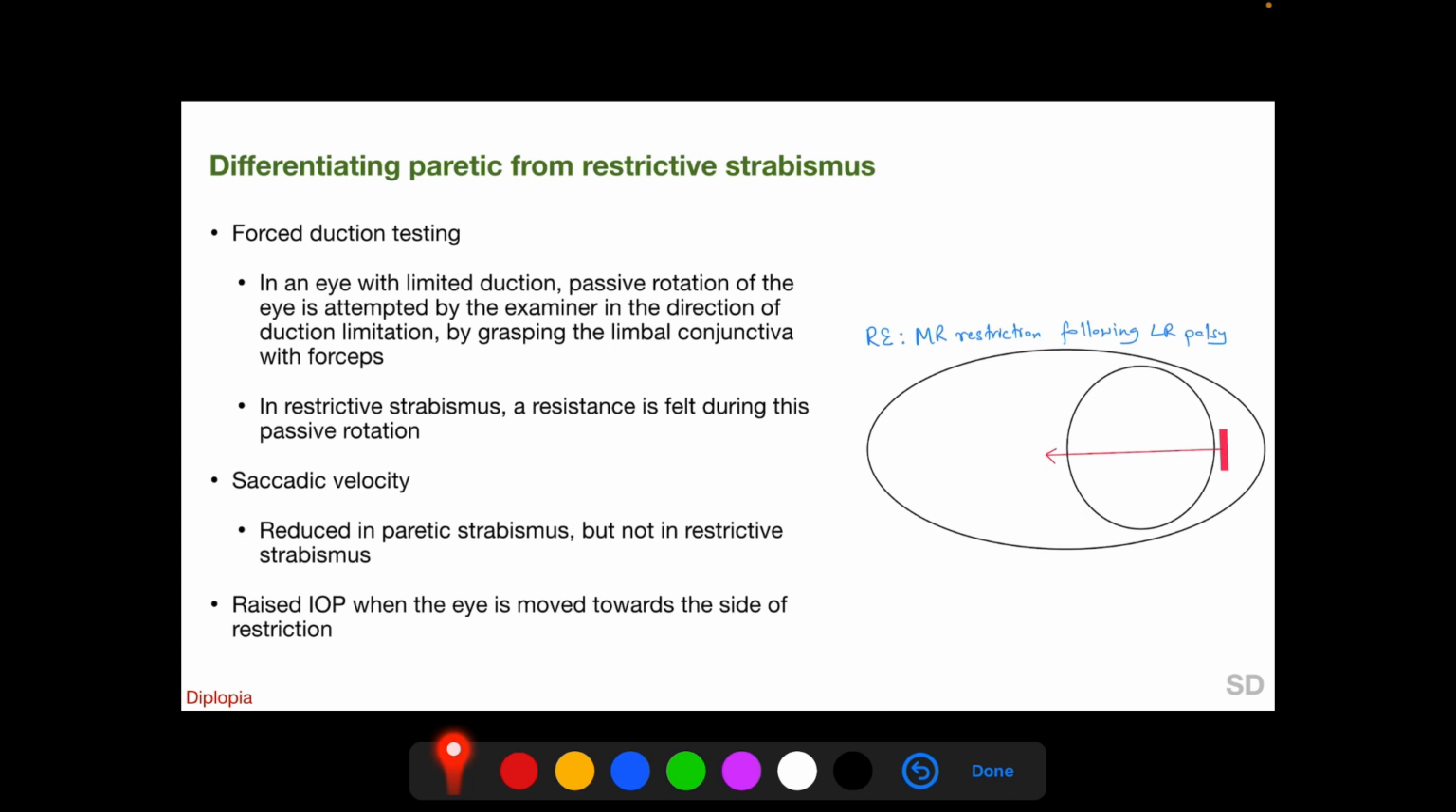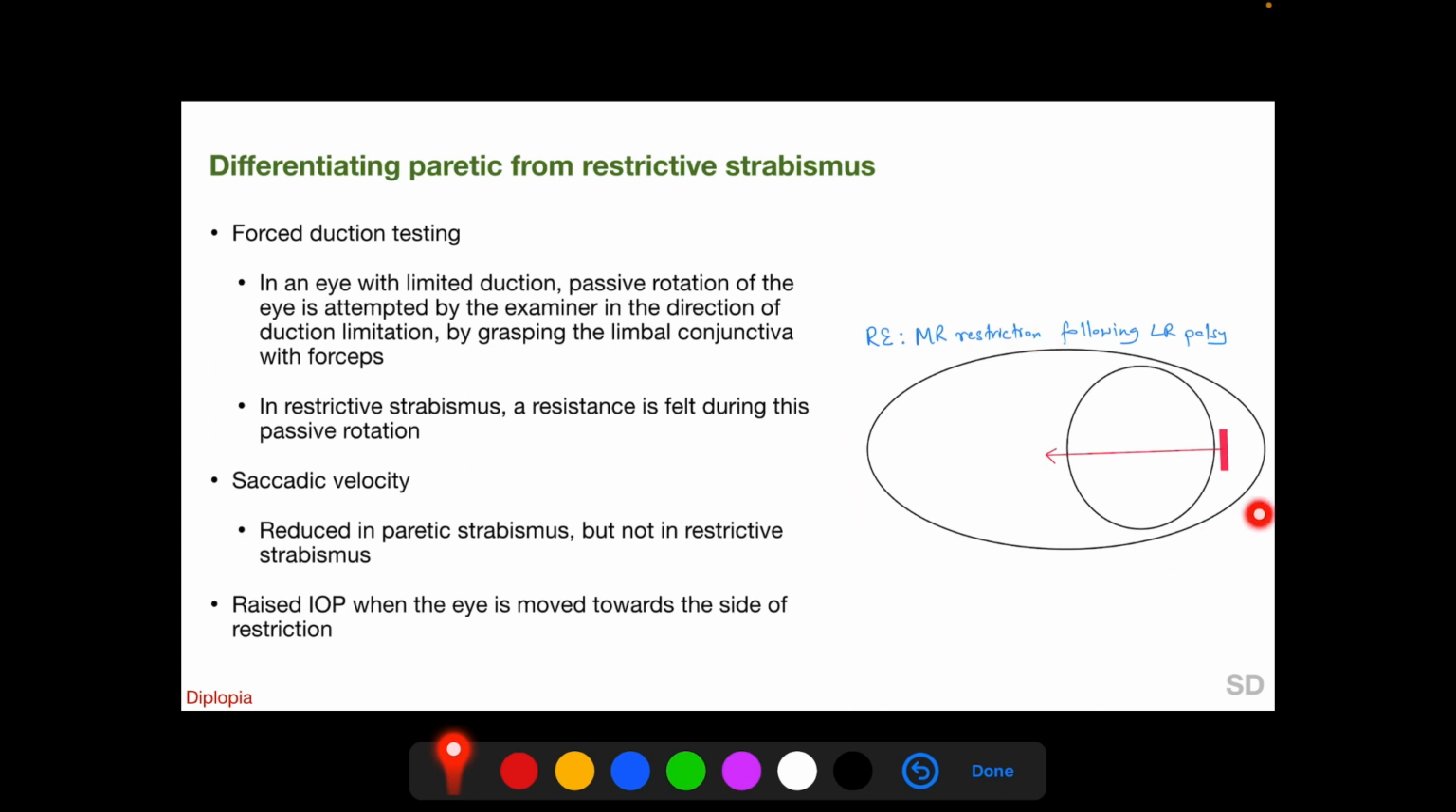Differentiating a paretic muscle from a restricted muscle is important in strabismus, particularly when we are planning a surgical correction of the strabismus. And the most important test that is employed is forced duction testing. In forced duction testing, the examiner holds the limbal conjunctiva and attempts to passively move the eye in all the directions. In a paretic muscle, the examiner will feel no resistance when he is attempting to move the eye passively, but in a restrictive strabismus, a resistance is felt when the eye is moved in a direction opposite to the direction of action of the restricted muscle.